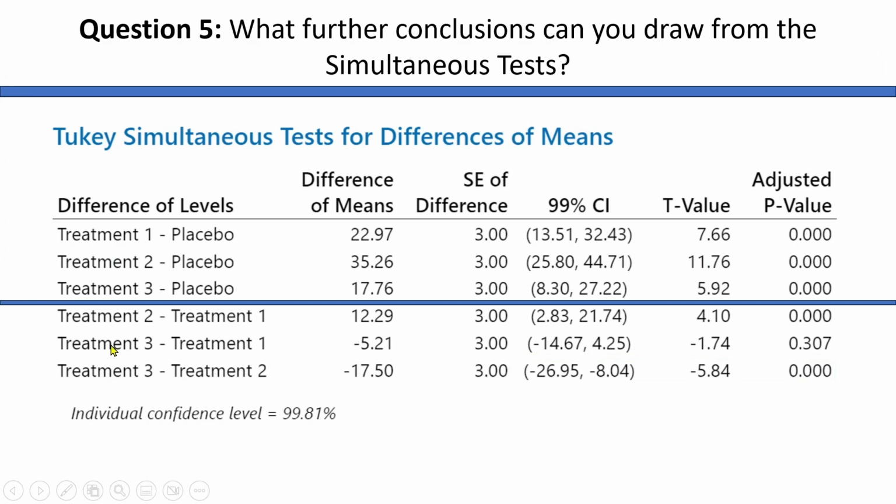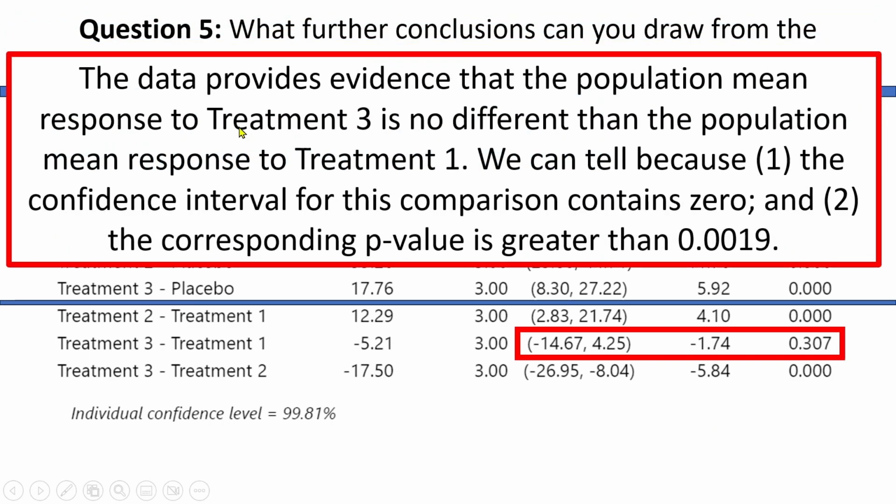Finally, there's the treatment 3 versus treatment 1. Here, the confidence interval contains 0, and the p-value is quite large. So here, we can say that the data provides evidence that the population mean response to treatment 3 is no different than the population mean response to treatment 1. We can tell because first, the confidence interval for this comparison actually contains 0. And so 0 is a plausible value for the difference between those two population means.